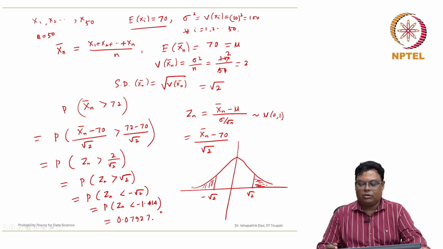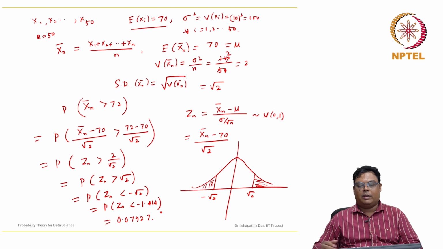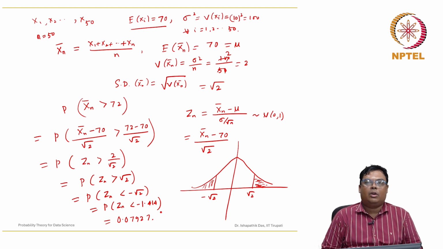So this is one application: whenever n is large, or whenever we do not know the distribution, we can use some distribution, but the best way is the central limit theorem. If n is large, it will mostly follow a normal distribution. So by assuming that it is a normal distribution and using this transformation, we can find the required probability.